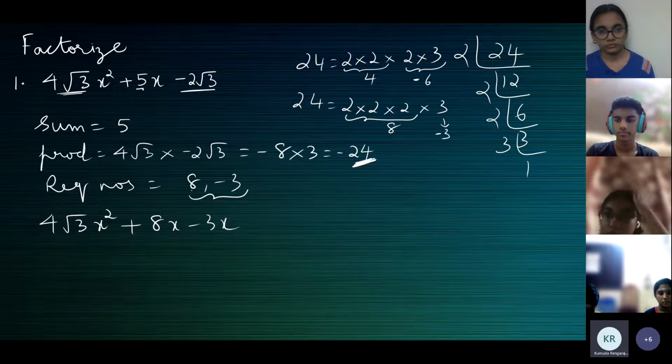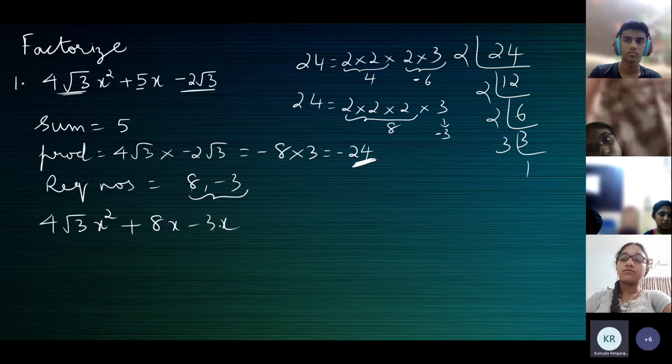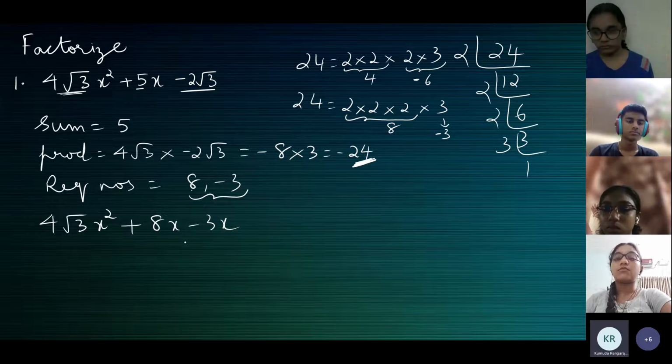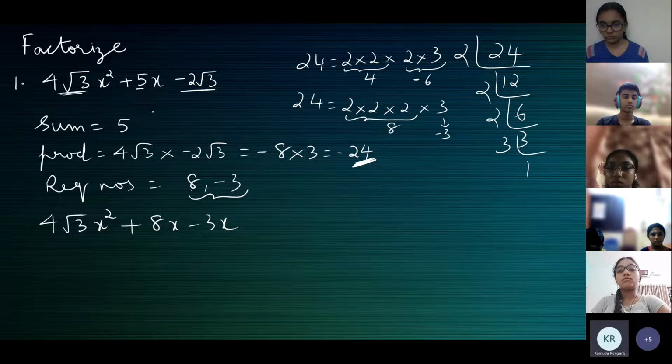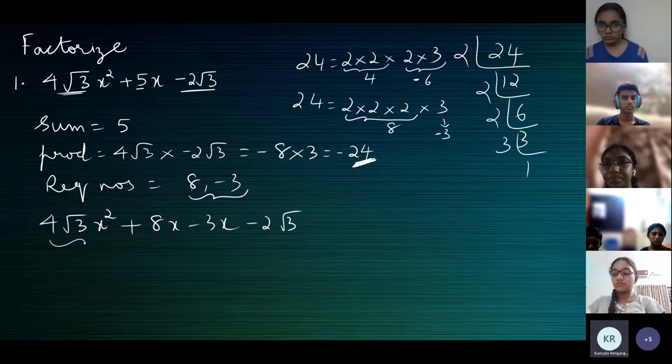So now we have plus 5x, so that is split and written as plus 8x minus 3x. See now, what is plus 8x minus 3x? It's plus 5x only. We are not changing the value of the expression. And the last term, -2√3. Now we need to group the first two terms and the last two terms.